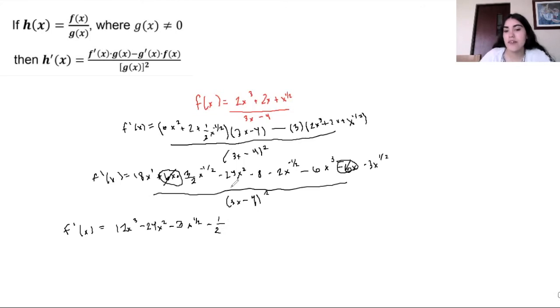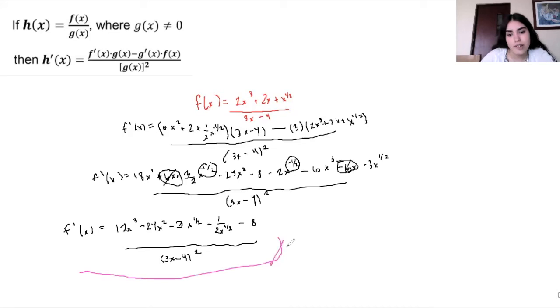And then here we have a negative exponent. A negative exponent has to always be in the bottom to make it positive. So we're going to pass the x to the half down to the bottom, so it's 1 over 2x to the 1/2. And then lastly, the minus 8. And this is all over, again, 3x minus 4 squared. And this is your final answer.